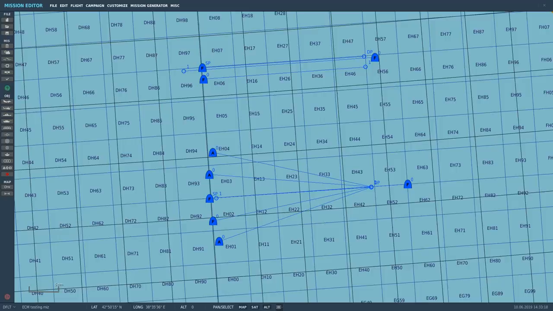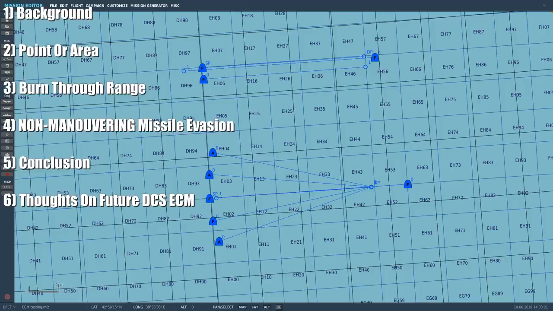First, we're going to look at the background of the ECM. Then the next experiment we need to do is to work out whether jamming in DCS is currently point-based or area or volume-based. So we'll experiment with that. Then we'll look at comparing different aircraft and their burn through range in terms of jamming. Then we'll look at missile evasion, comparing different aircraft jammers in their ability to evade missiles. We'll draw then the conclusion of the tests. And then finally, I've got some thoughts that I want to add about the future of ECM based on comments that you guys have been making.